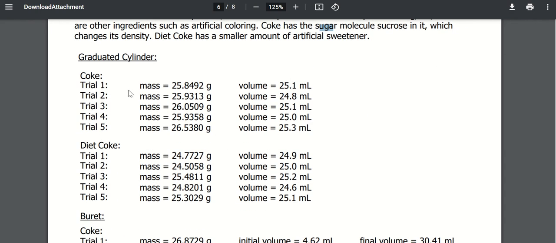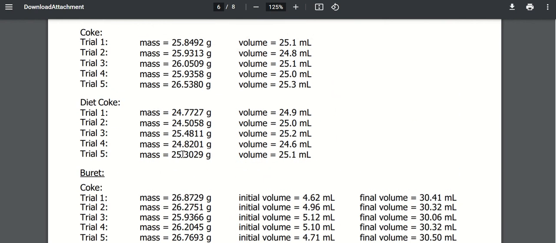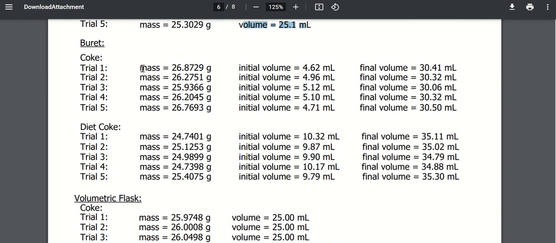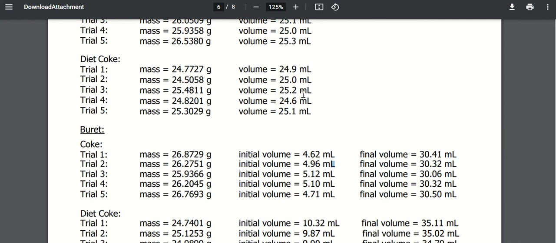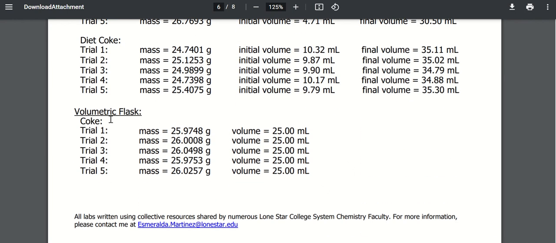So we have both of these liquids, Coke and Diet Coke, measured with different glassware: with a graduated cylinder, with a burette, and also with the volumetric flasks. Notice that we have mass and volume for both Coke and Diet Coke, and then initial and final. For burettes, what you need to do is take your final and subtract away your initial. That gives you your volume, right? So that's how you'll get those volumes. And for the volumetric flask, it's already given right away.